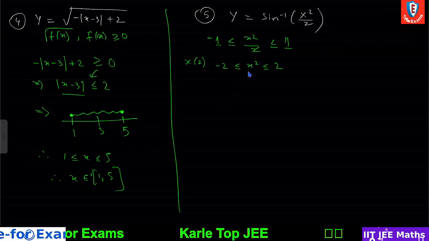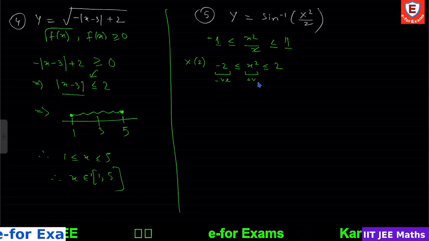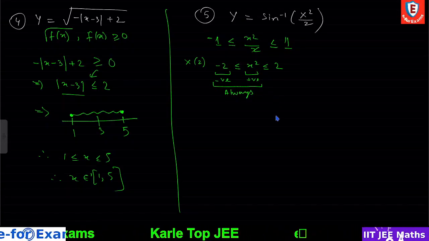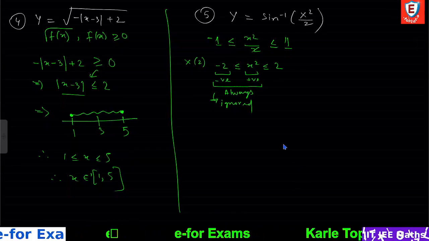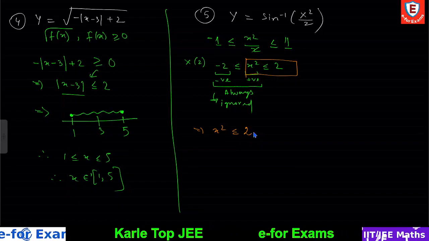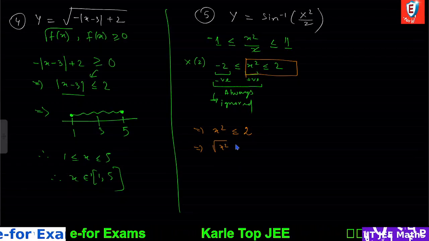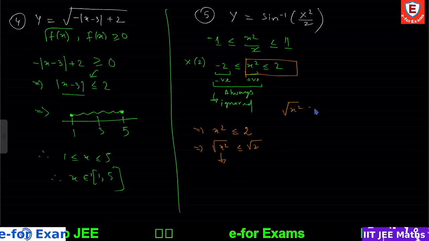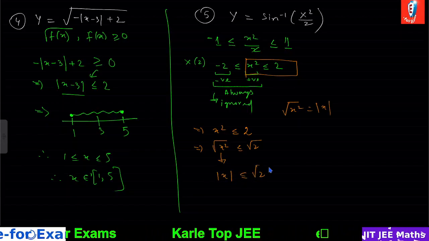Okay, so now this is a negative value. Anything squared is a positive value. Negative less than positive is always true, so this can be ignored. The remaining statement is x squared less than or equal to 2. Now take the root. Taking the root, x squared is less than or equal to root 2. I told you root over x squared is nothing but mod of x. So here it will be mod x less than or equal to root 2.